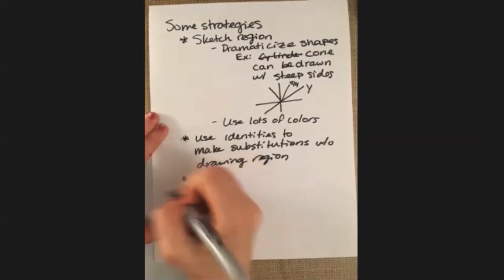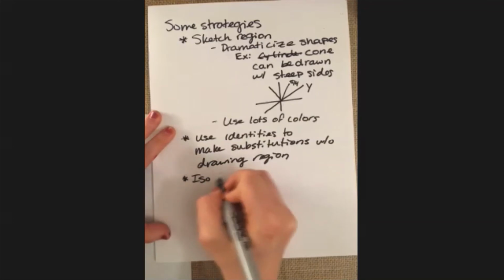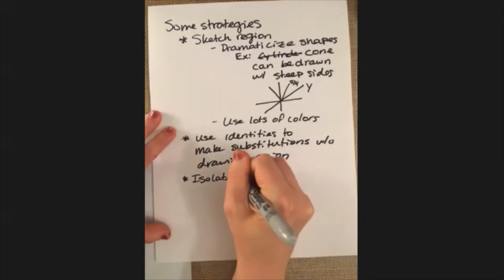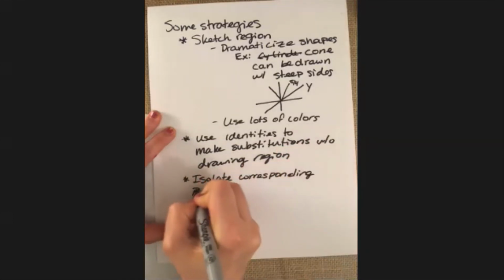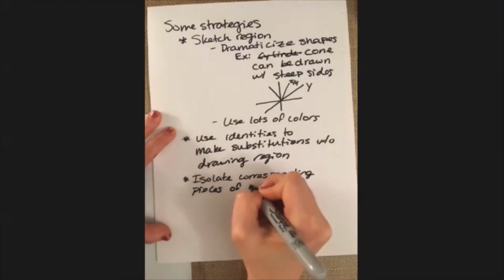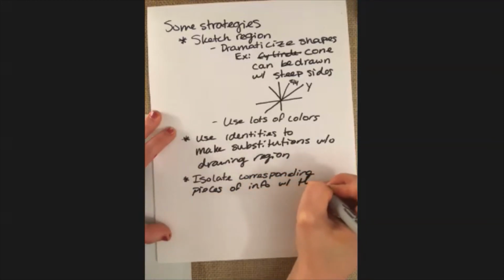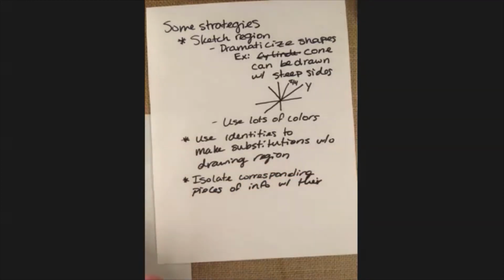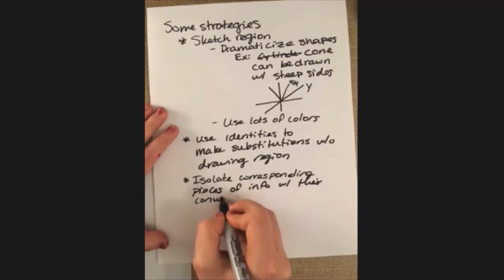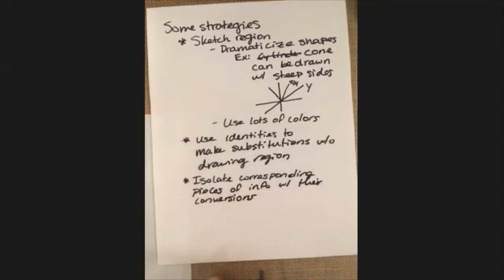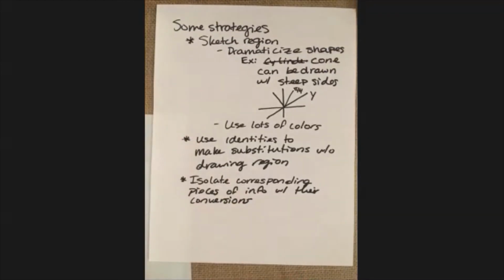So another strategy then is to isolate corresponding pieces of information with their restrictions, or pieces of information with their conversions, I guess. So theta corresponds to x and y. So we really only needed the information about x and y to be able to make that kind of restriction there. So, okay, anyway, I hope this was helpful. A lot of examples there, and maybe that cleared some things up for you.